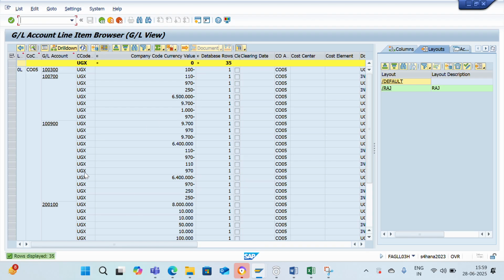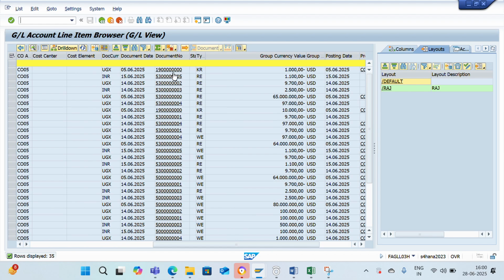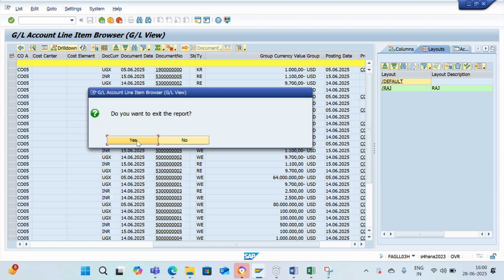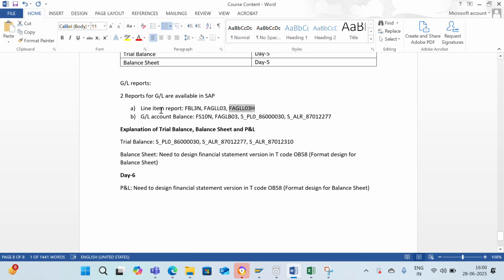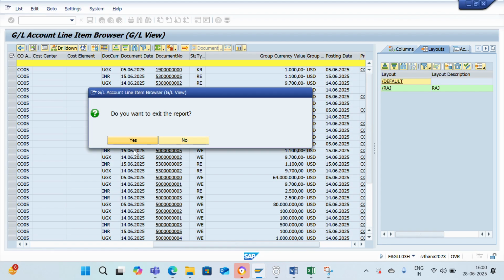Here you see, for this company code, there are bookings in all those GL accounts, and these are the journal entry numbers that are posted, with these amounts. So these are the line item reports. Similarly, if we see the balance reports, let's execute the first report that we have in our list.